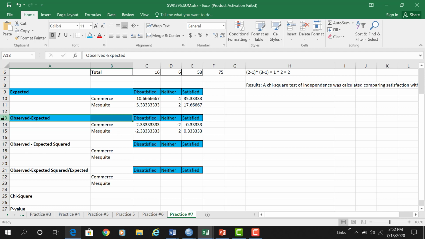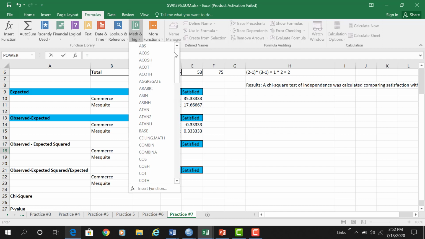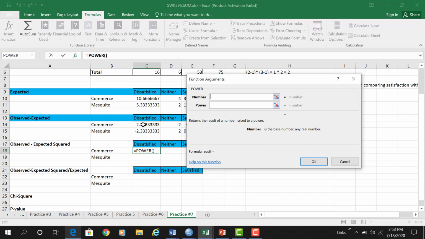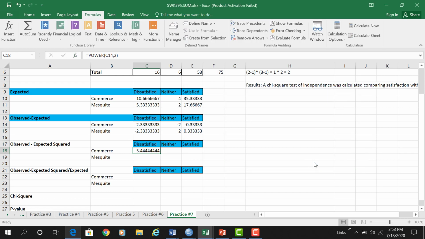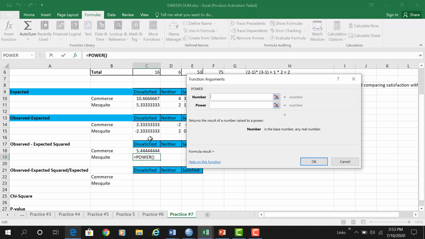So we've already calculated that step here, observed minus expected. Now we're going to square those. So we're going to do equals, go to formulas, go to math, look for power, and then do Commerce first for dissatisfied. We do it to the second power because we're squaring it, and that's what we get. We do that for Mesquite. So equals, formulas, math, power, and this one's for Mesquite dissatisfied to the second power.